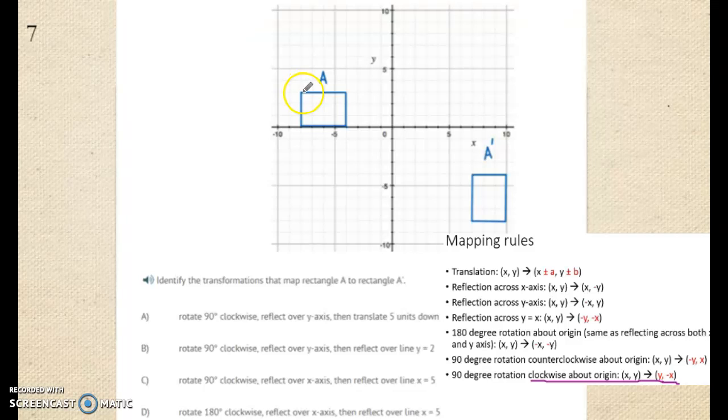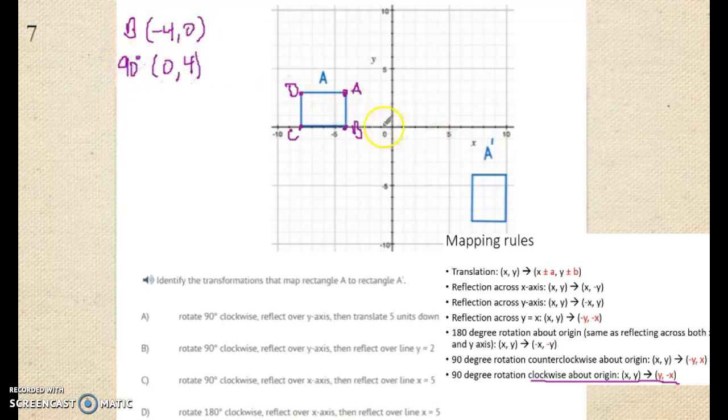So let's go over here. I'm going to label these points A, B, C, and D. And I'm going to find, let's start with B. It's located at -4, 0. So to do the 90-degree rotation, I would want to put the y value first, 0, and then change the sign of x. I'm just going to make myself a note that that's the 90-degree rotation. So that would put me over here at 0, 4.